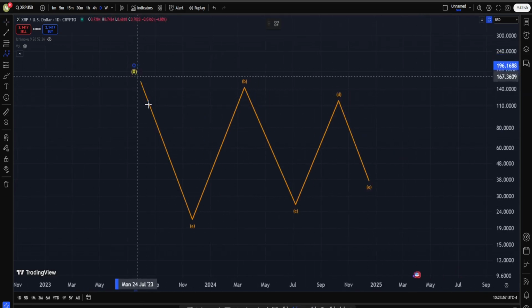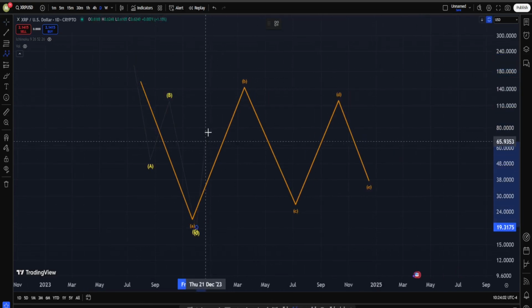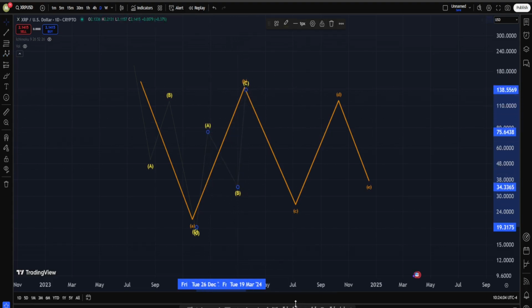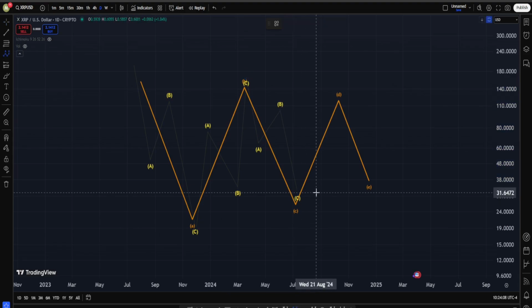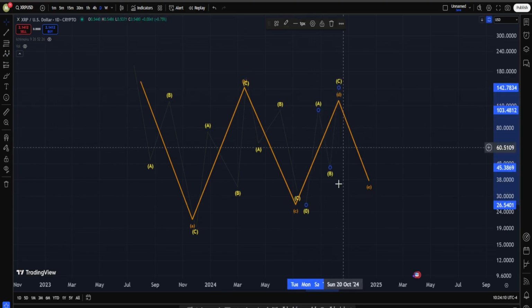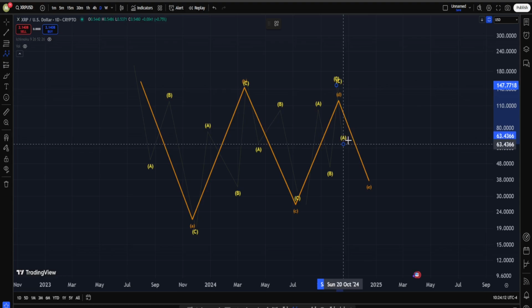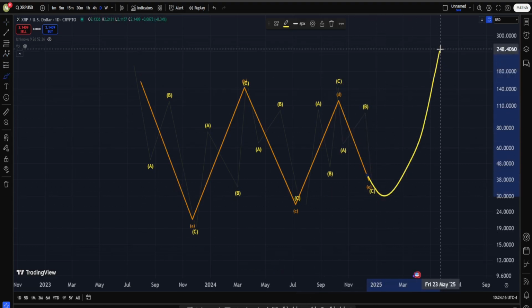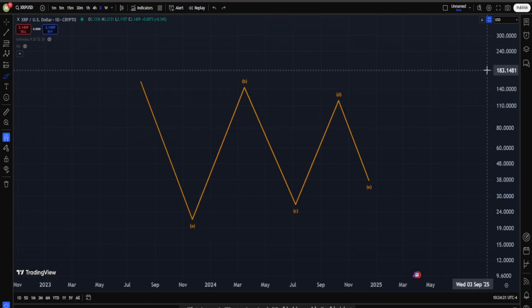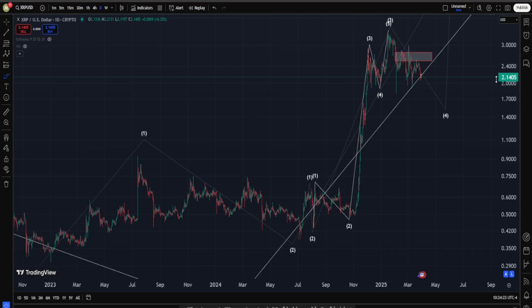And for the subwaves, we must find ABCs into every single wave: ABC down into C, ABC up into D, and this is our final ABC on the downside into our E leg. And then, okay, from this point, we can expect another phase of the bull run. Now let's go on the live chart and see what is happening.